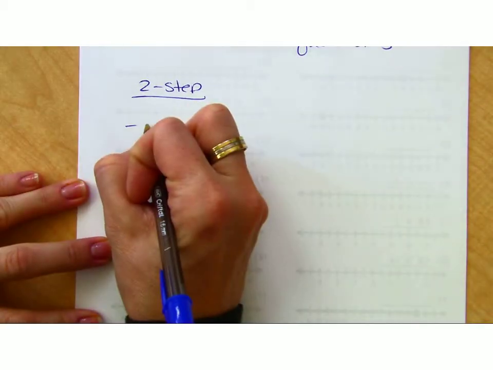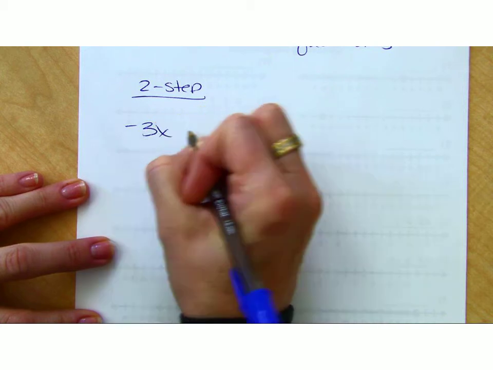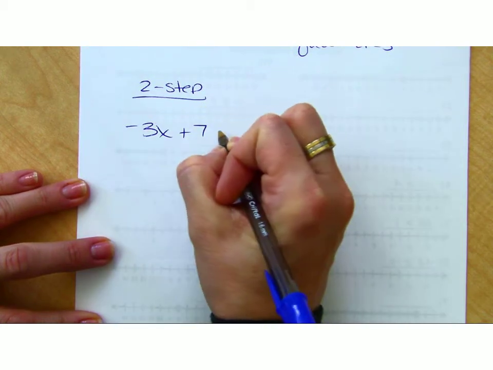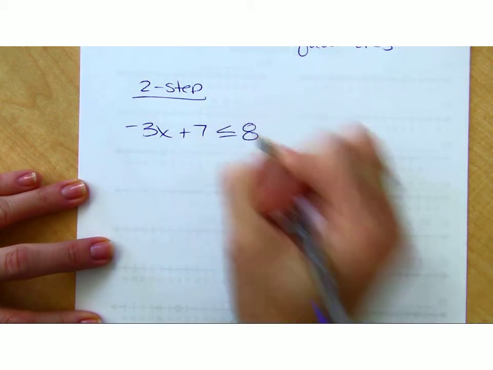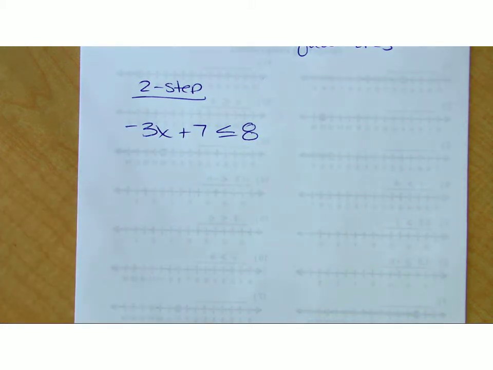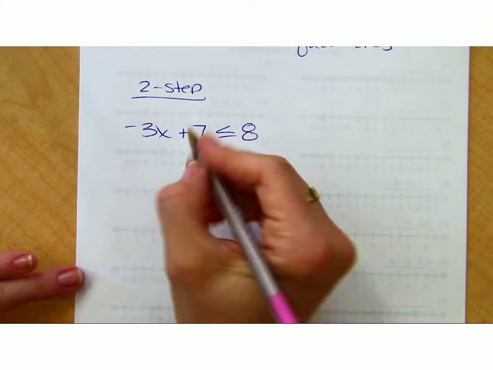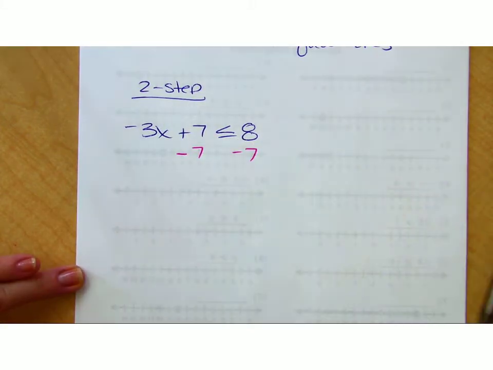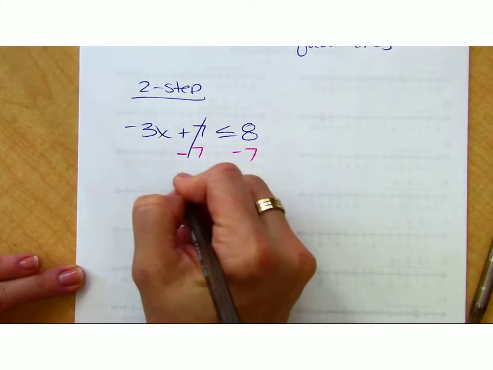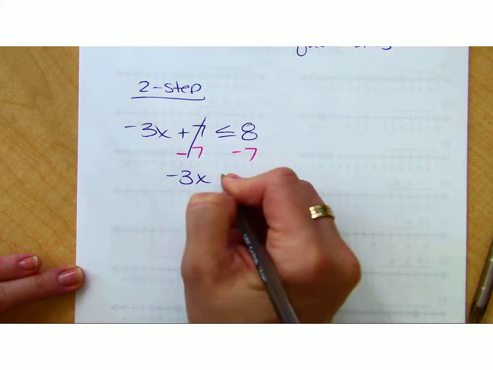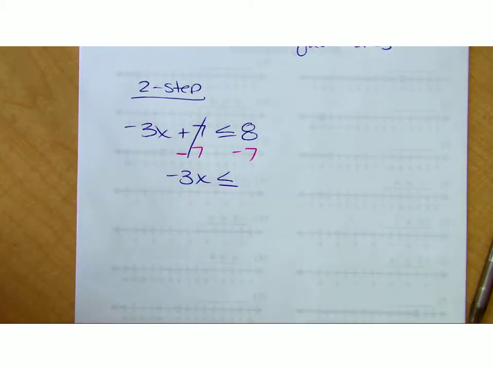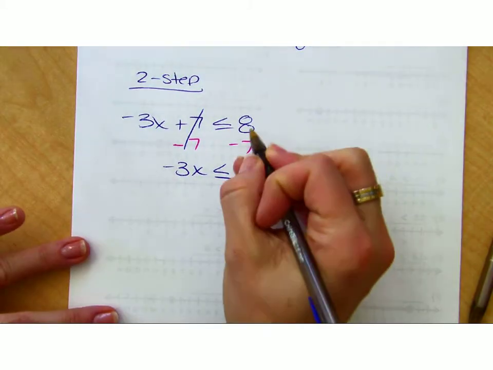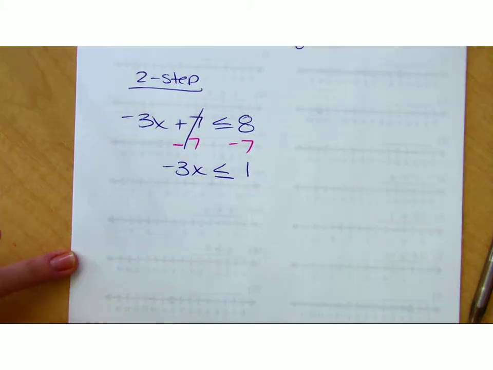So if I said negative 3x plus 7 is less than or equal to 8, simple, right? You know that step 1 is always to cancel the constant, so you will subtract your 7 from both sides. You're going to get negative 3x. I didn't flip anything around, so I'm not switching anything right now. 8 plus negative 7 is 1.